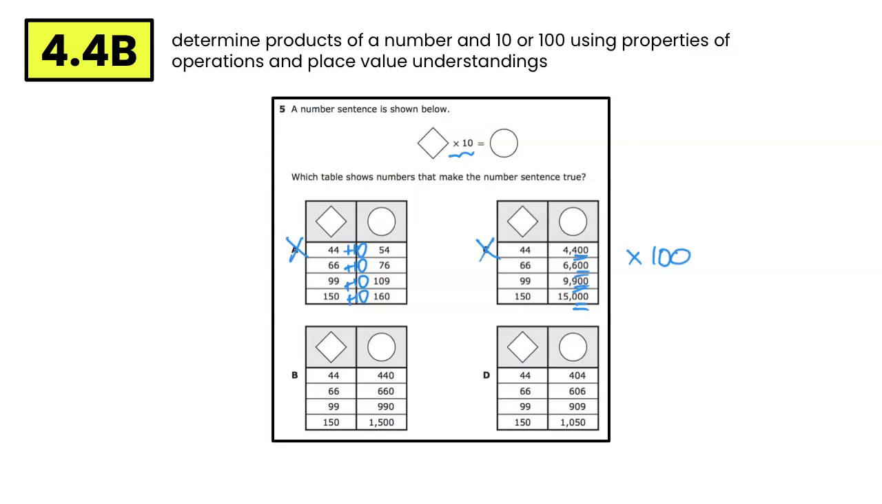Finally, notice answer choice D. For answer choice D, this student added the 0 in between the two numbers, which is obviously not correct. And so we know that D is also wrong. And finally, that leads us to B, where we notice that each of our rhombus numbers is multiplied by 10 in order to get our circle numbers.